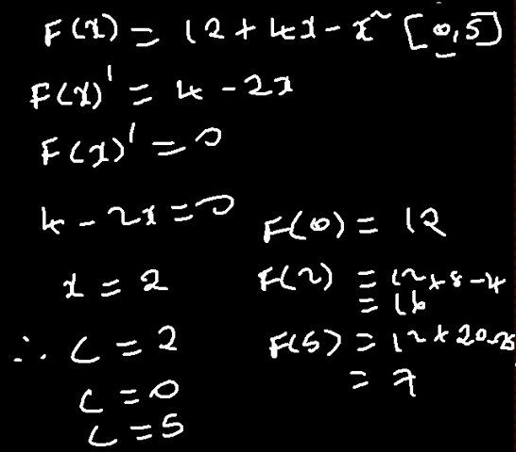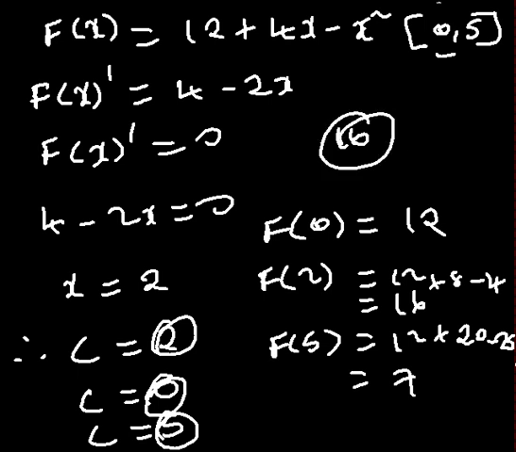Now on these x values, or the critical values, which critical value has given us the highest value of y? That is 16. Therefore the absolute maximum value is 16, and the absolute maximum point is given as (2, 16). This is the x value, this is the y value.